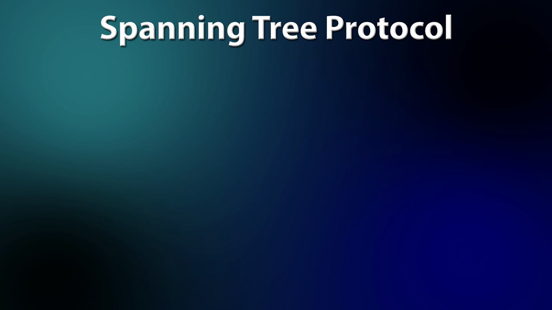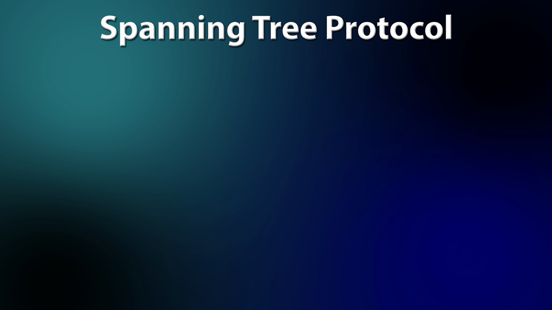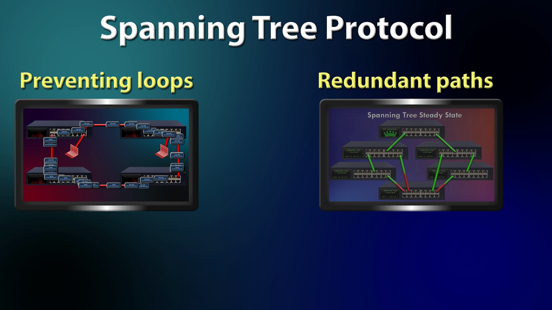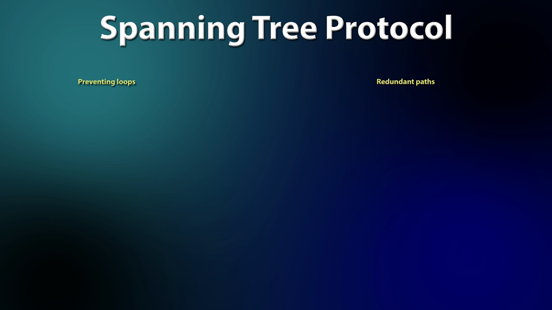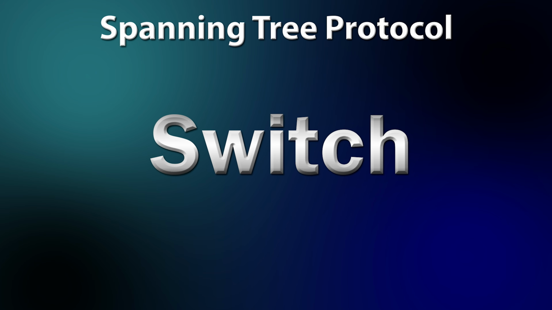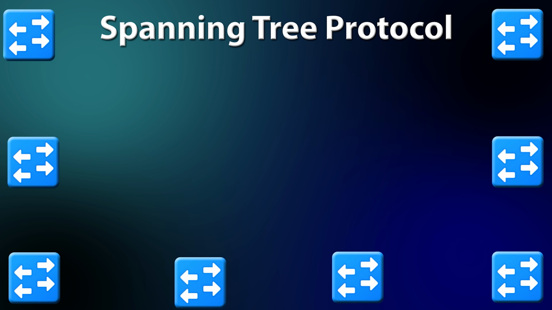Spanning Tree Protocol, or STP, is a layer 2 protocol with two jobs. Number 1, preventing loops. And number 2, allowing redundant paths. In many newer designs, other technologies handle redundancy, and STP becomes a safety net. And just a heads up, when I say bridge in the context of spanning tree, just think of it as another word for switch. So here's the spanning tree process in 5 steps.